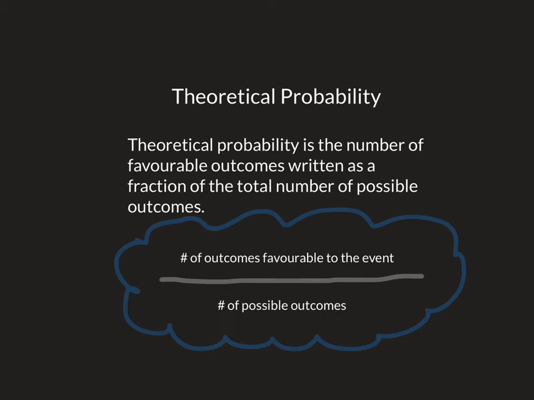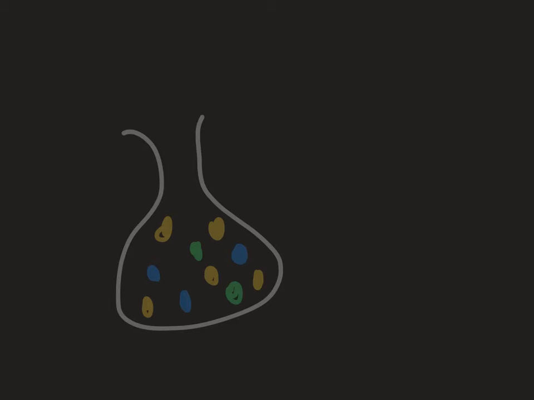What does that mean exactly? Well, basically, it is telling us the likelihood of what should happen based on what we're looking at. For example, if I put 3 blue marbles, 2 green marbles, and 5 orange marbles in a bag, the theoretical probability of me drawing out a blue marble would be 3 out of 10. 3 because there are 3 blue marbles in the bag, and 10 because that's the total number of marbles in the bag. 3 plus 2 plus 5 equals 10.